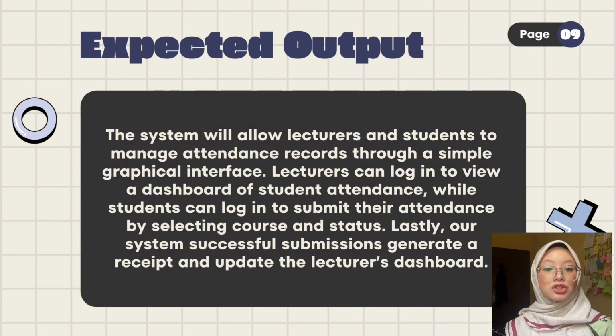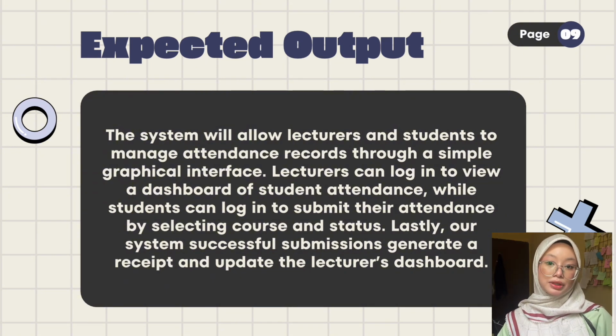Receipt generation. To provide peace of mind and programmatic verification, the system immediately generates a visual receipt panel right on the student's UI. This display dynamically shows their name, unique student ID, date, and exact submission time, and also the mark status. Lastly, the lecturer's experience.